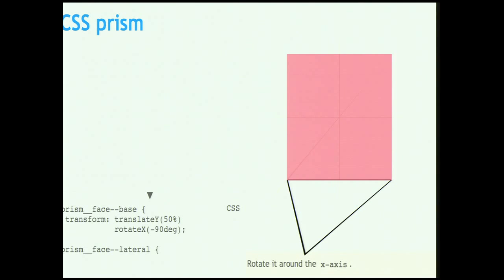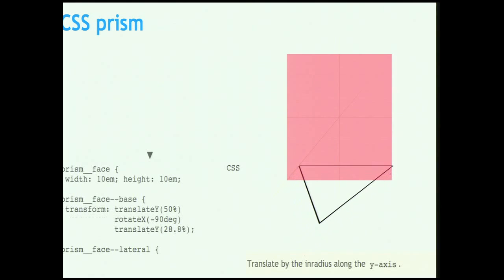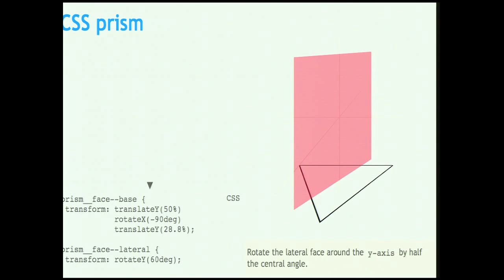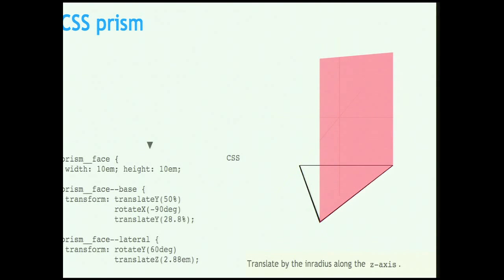But this is not right. The center is not right. We need to translate it back by the incircle. And we're done with the base. Now this is the lateral face, and we rotate it by half the central angle for the triangle. And for the triangle, the central angle is 360 over 3, which is 120. So half of that is going to be 60 degrees. And now we translate it along the z-axis. And it gets into position.